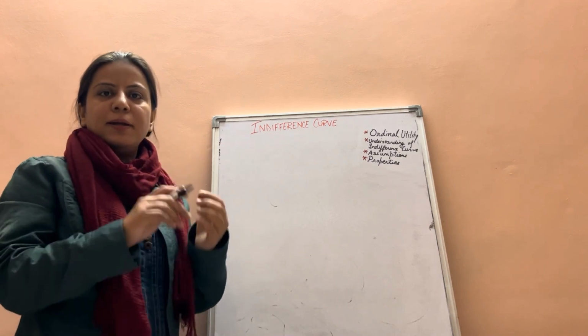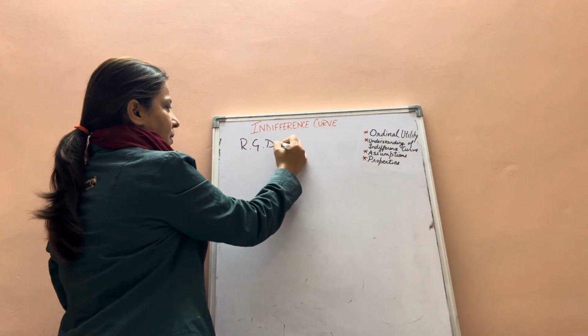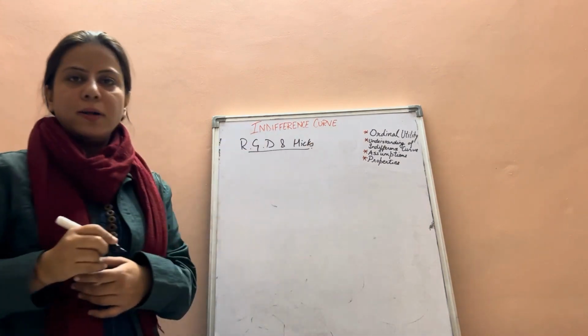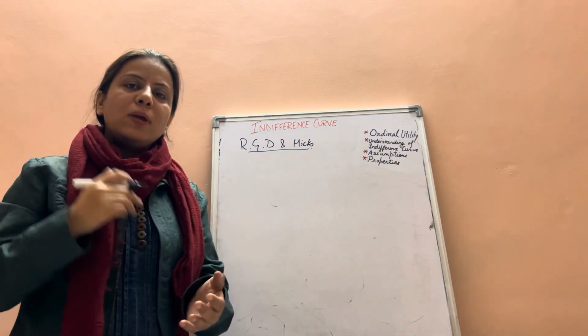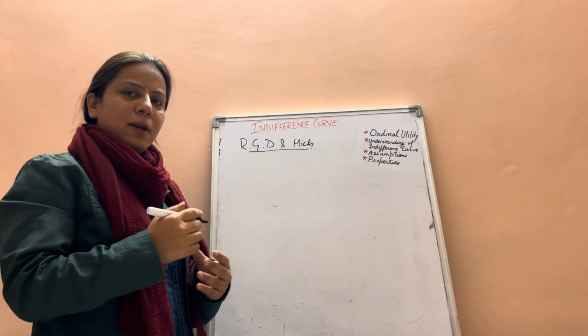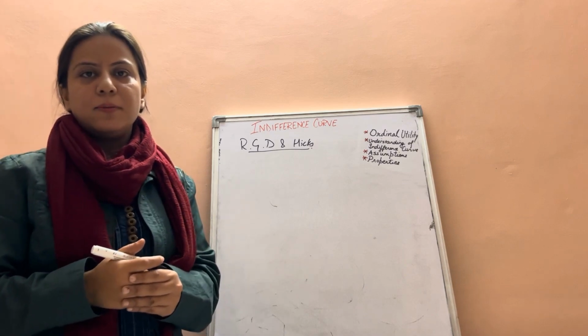Ordinal utility, developed by R.G.D. Allen and Professor Hicks. Ordinal utility is one which cannot be measured in numbers, but here we give ranks and preferences to different commodities. For example, Sam gets more satisfaction from pizza rather than burger.